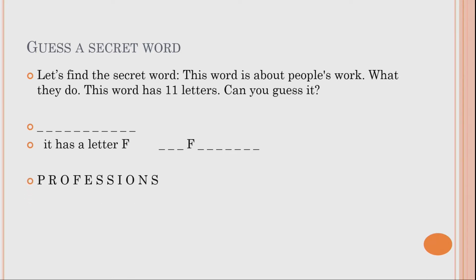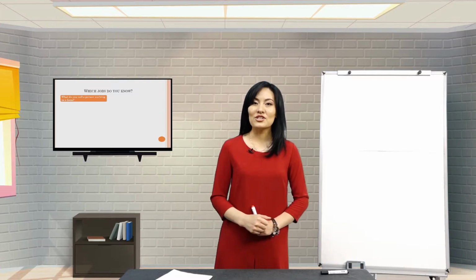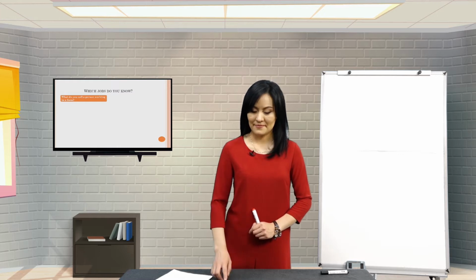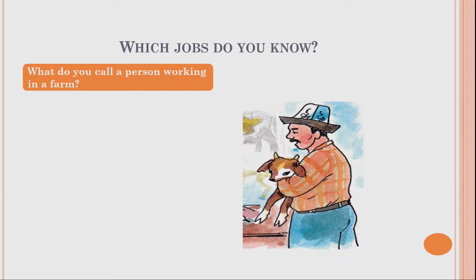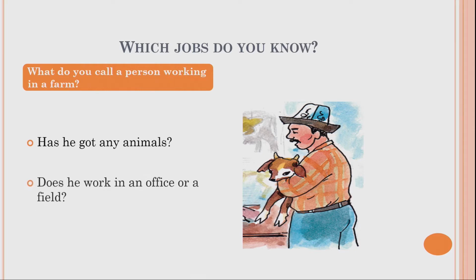This word is professions. Okay, what's the synonym of the word profession? Yes, it's jobs. Right, good job. Which jobs do you know? What do you call a person working in a farm? Yes, it's a farmer. Good. Has he got any animals? Yes. Does he work in an office or a field? In a field.